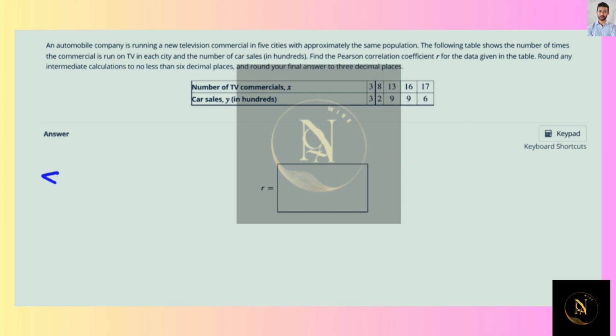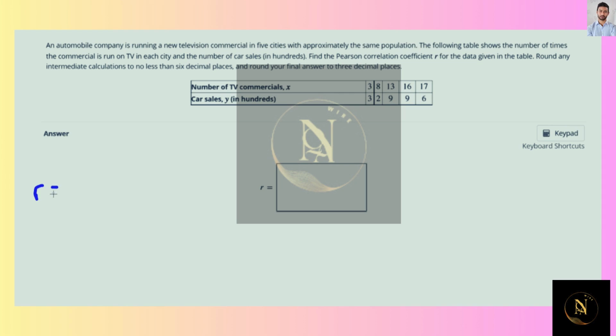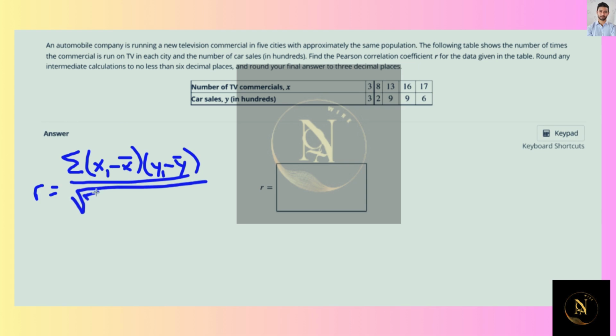which is calculated as R is the sum of the difference between the X values and their mean times the difference of the Y values and their mean over the square root of the sum of the differences of those values squared.